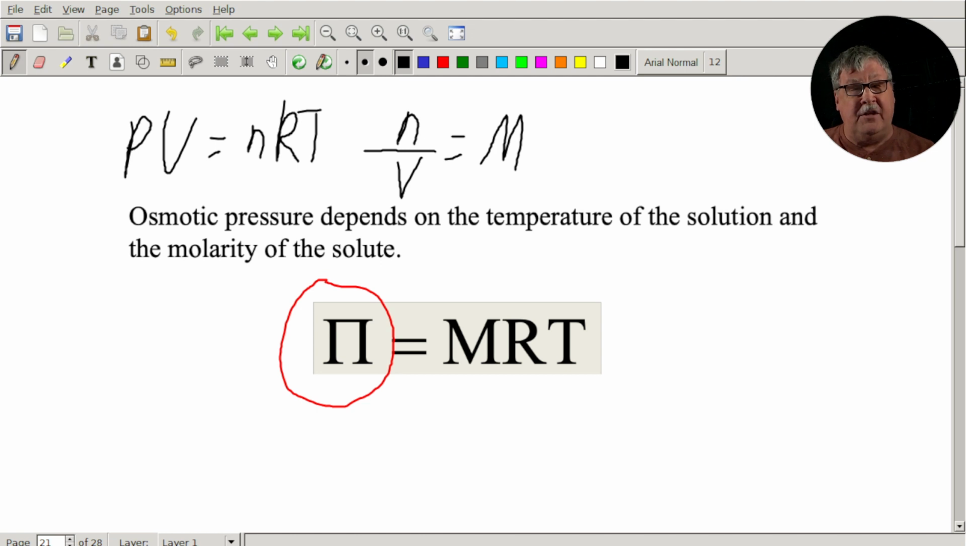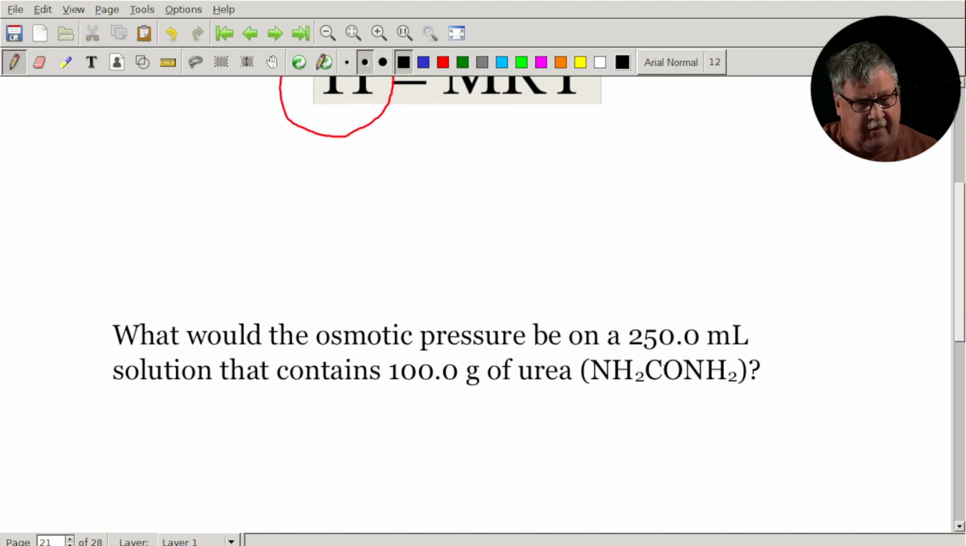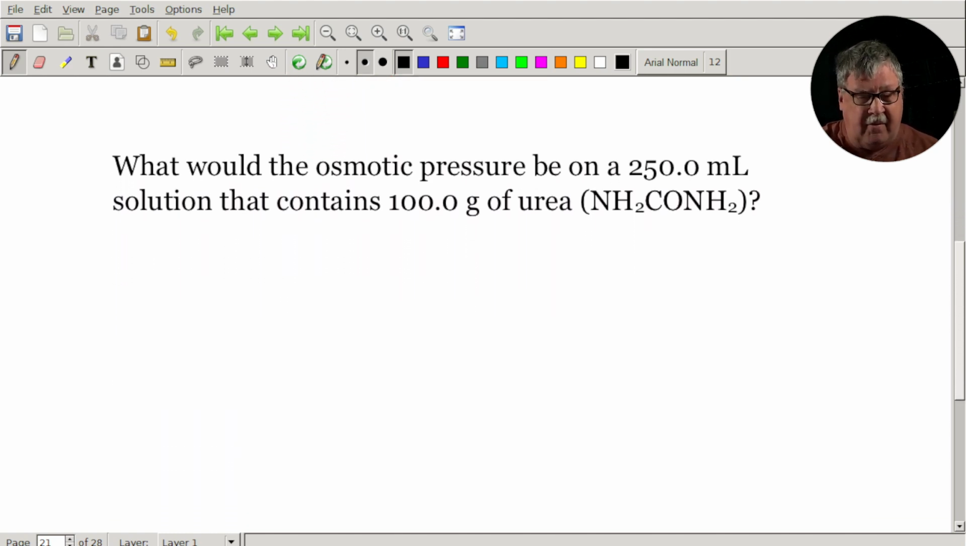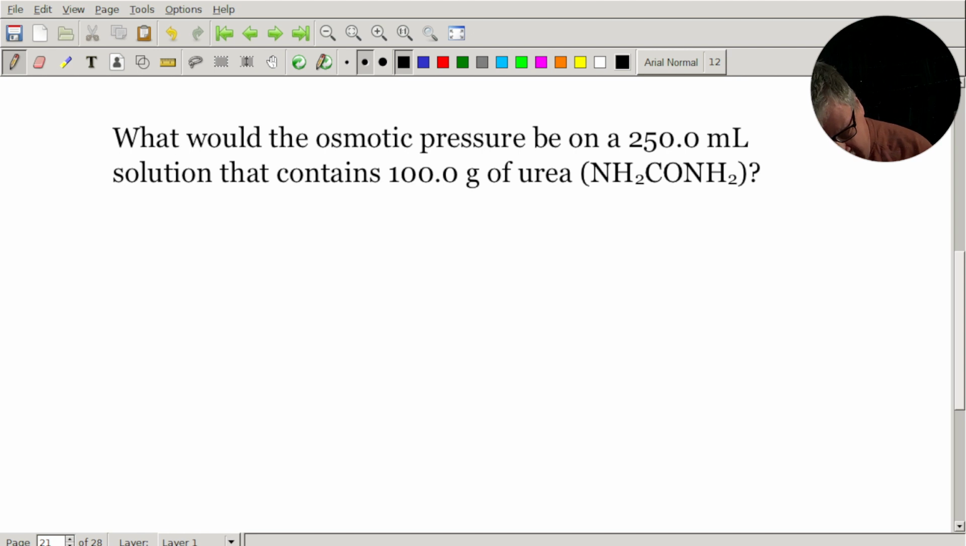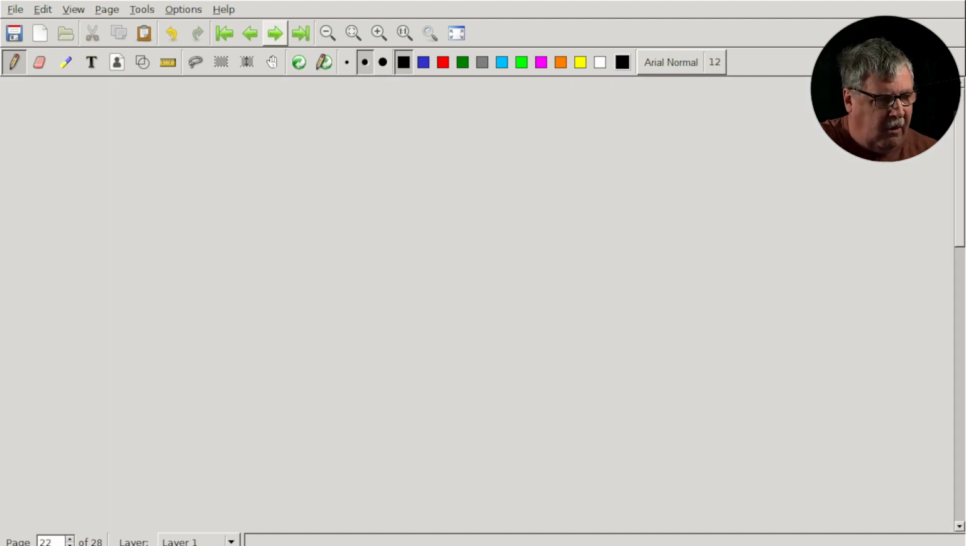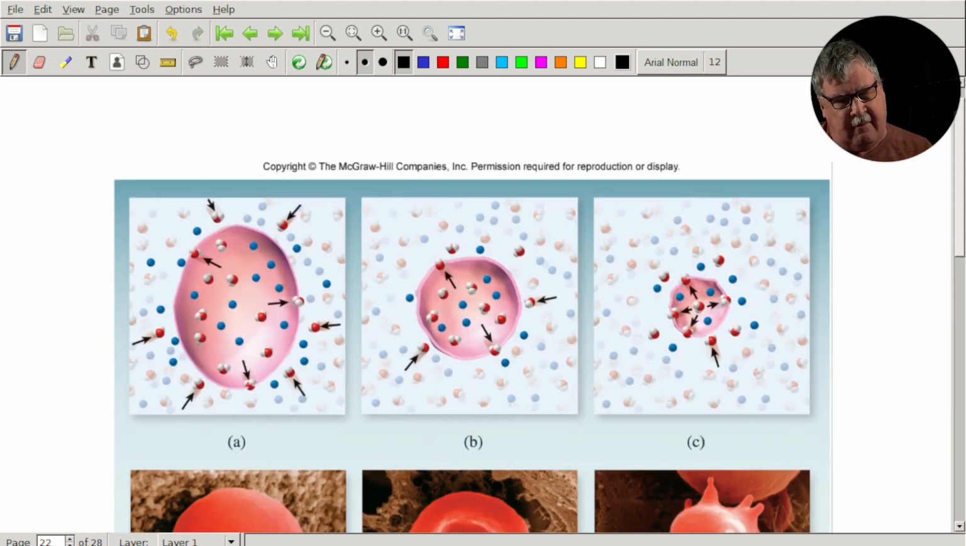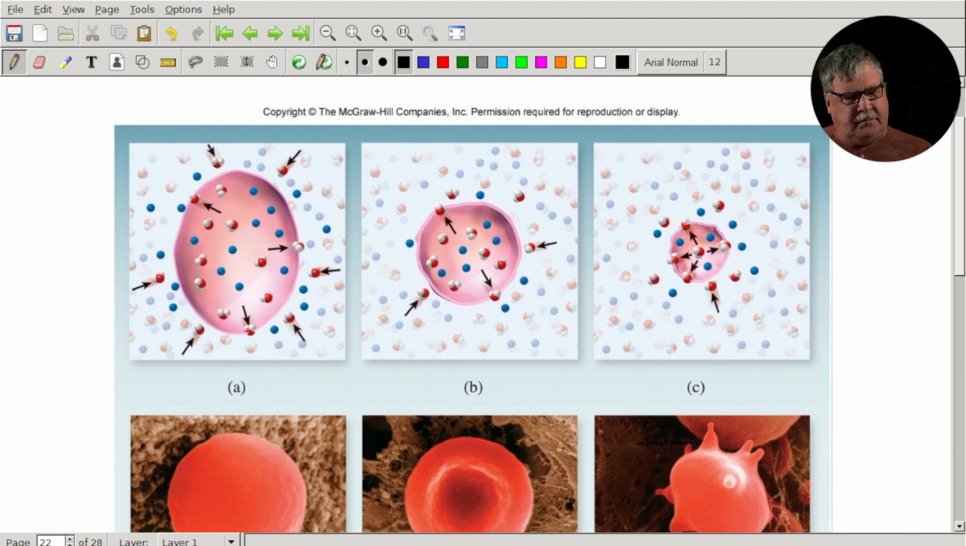So this is the third equation that you need to memorize from this chapter. The osmotic pressure of a solution is equal to the molarity of the solution times the universal gas constant times the temperature. All right. So we're almost out of time today, so we're going to have to pick up on this next time. Really quickly before we go though, I want to illustrate one more thing.